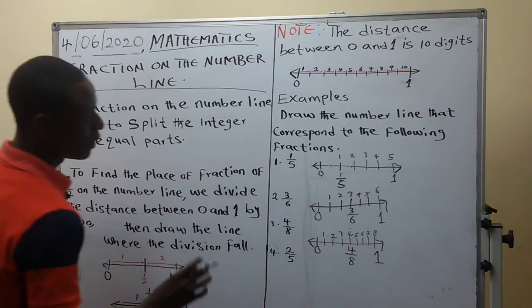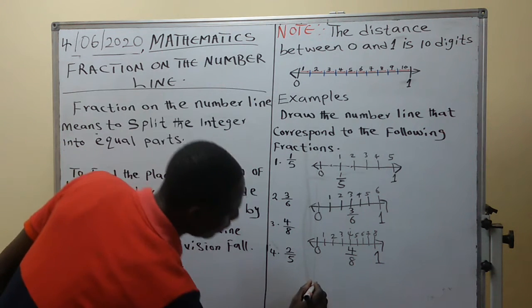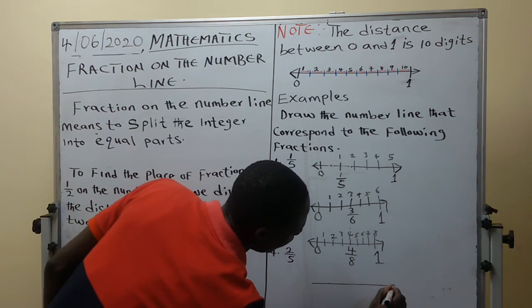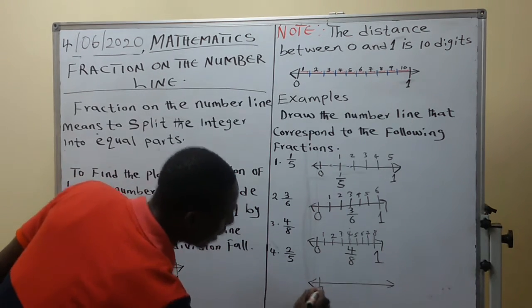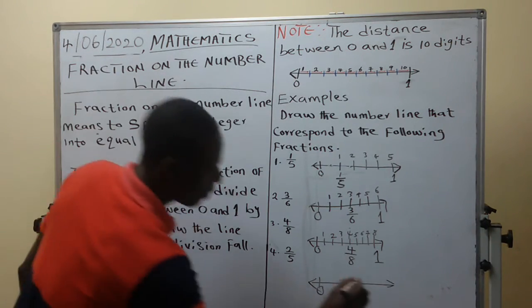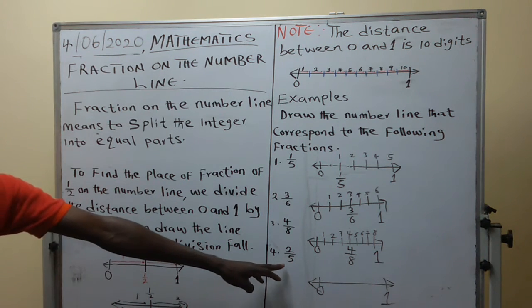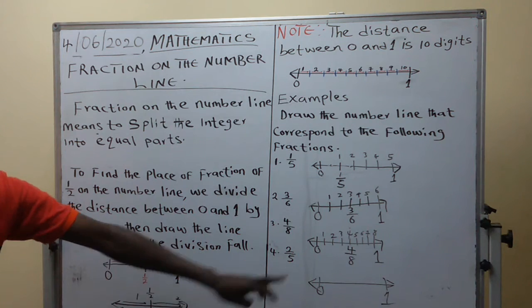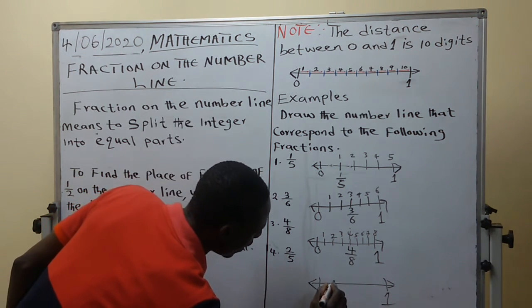Last example, 2/5. We have to find the place of 2/5 on the line. You draw the line as we did before and divide the distance between 0 and 1 into how many places? Into 5.